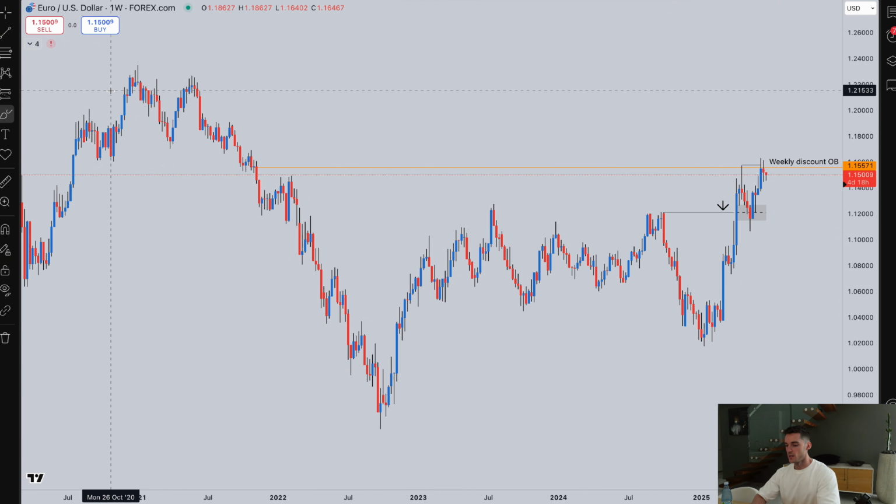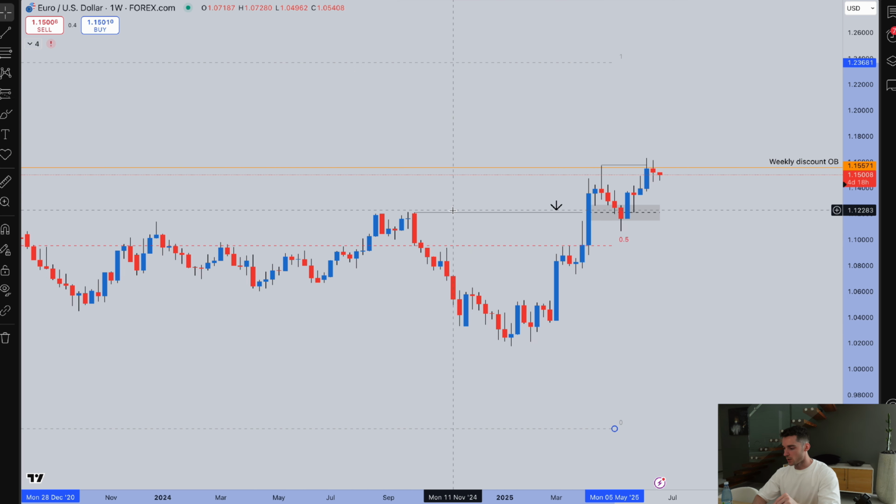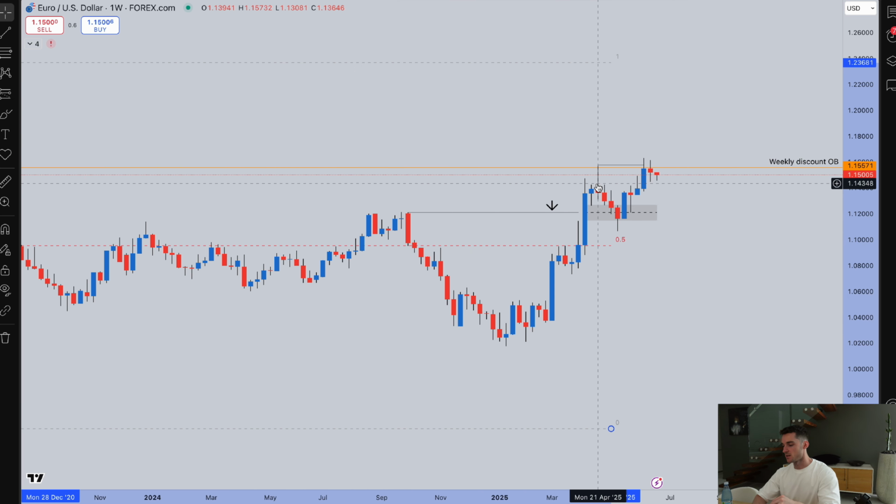I got this zone by identifying the discount from this high down to this low. This is the current bearish expansion leg that we are trading within. Anywhere above the 50%, which is around here, is going to be considered discount, and we have traded through quite a few of these areas. But as you can see, this discount order block that we're currently testing has been tested 1, 2, 3, all 3 of the previous weeks and has rejected.